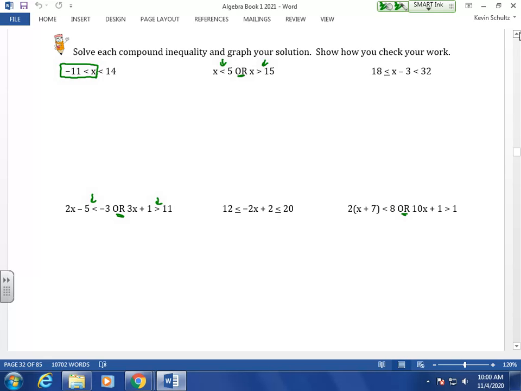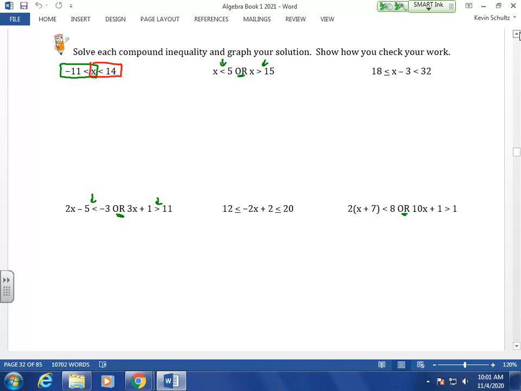-11 is greater, -11 is greater than... No? Less than. Well, that's what we have here. That's what this says. What's the other way to say it? Yeah. X is greater than -11, right? And then the other half of this inequality says x is less than 14.